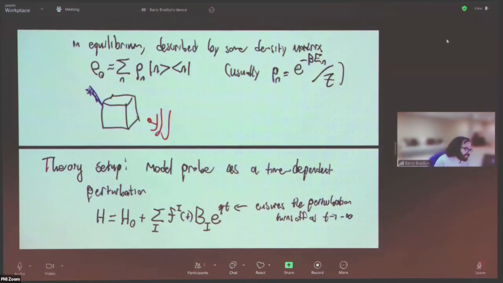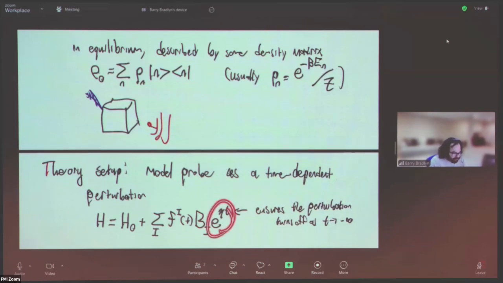There may be more realistic ways we could do this by just saying the perturbation is 0 before some time and then turns on. But because this exponential factor is a nice smooth function, this will make the theoretical analysis a little bit easier. So that's how we're going to model the probe.